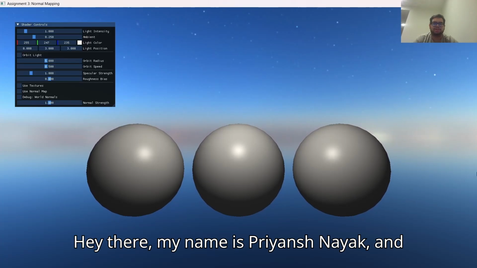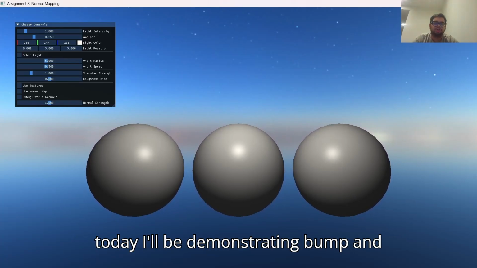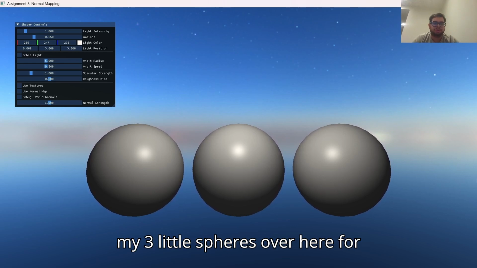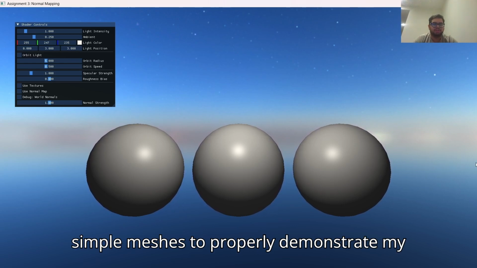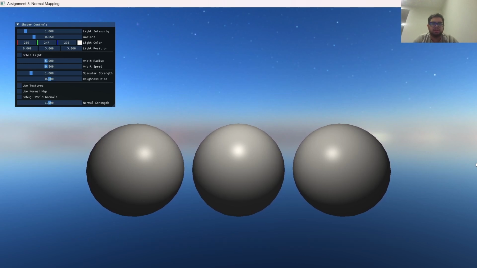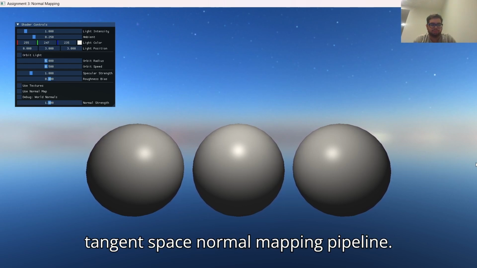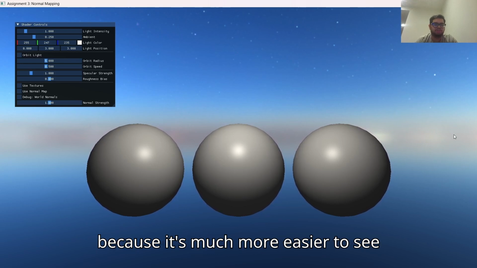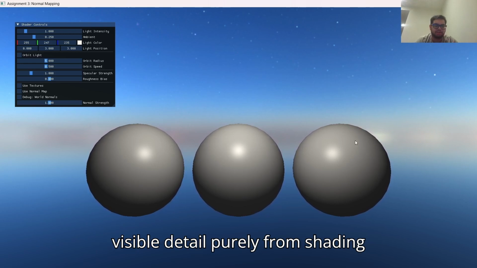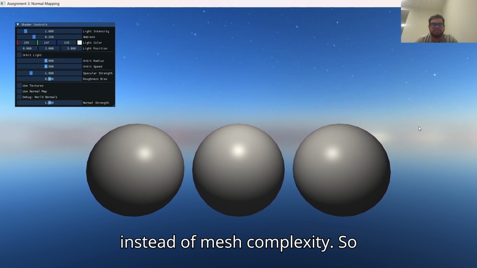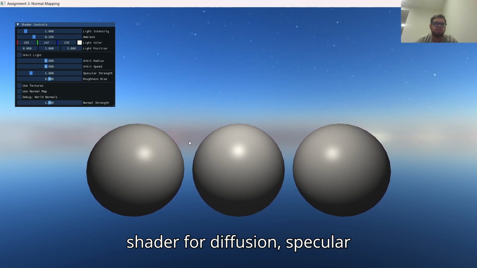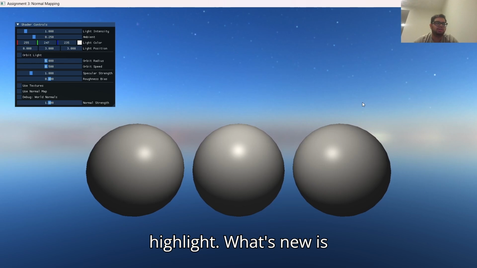Hey there, my name is Priyanshanak, and today I'll be demonstrating bump and normal mapping in OpenGL using my three little spheres over here, simple meshes to properly demonstrate my tangent space normal mapping pipeline. This geometry was specifically chosen because it's much easier to see visible detail purely from shading instead of mesh complexity. So my shader still uses a simple Blinn-Phong shader for diffuse and specular highlight.